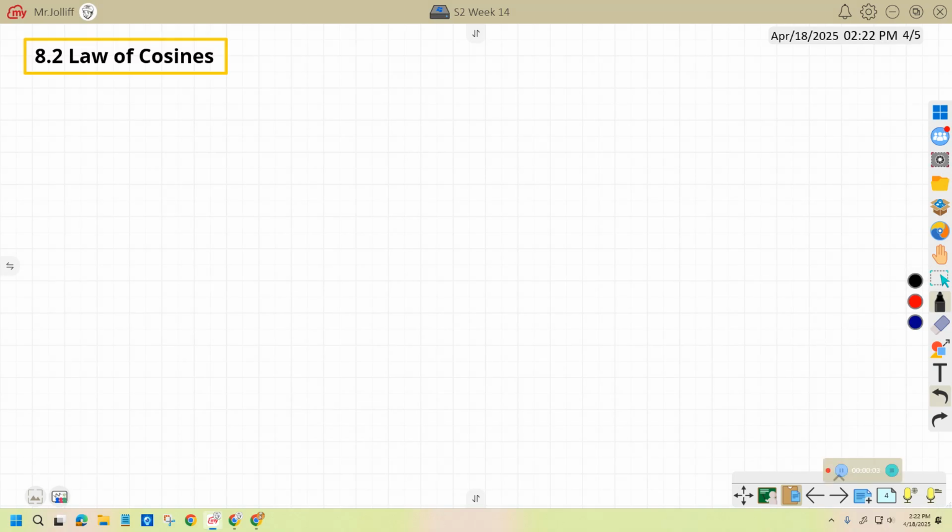Okay, so earlier this week you learned about the law of sines. Today we're going to discuss the law of cosines. So first thing I'm going to do is draw a reference picture.